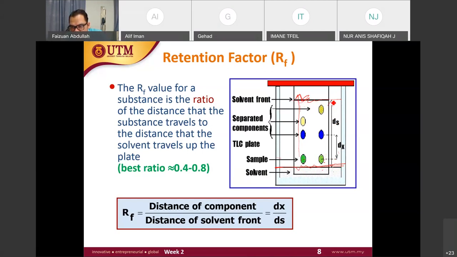The distance between the solvent front and the level of the solvent at the beginning we call DS, or distance of the solvent front. The distance of the components, from the first introduced sample to the components that have been separated, is DX. So Rf is DX divided by DS. DS is the solvent layer at the beginning to the end level of the experiment, marked after the experiment is done. So the ratio of DX and DS is the Rf.